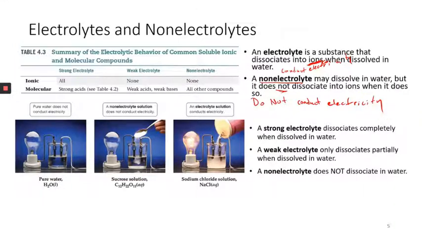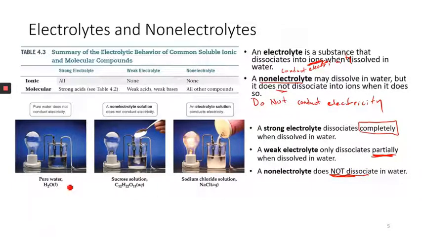So, how do we determine the difference between a strong electrolyte and a weak electrolyte? Strong electrolytes will dissociate completely. Every compound that you put in water will separate into ions. A weak electrolyte will only partially dissociate. Some of them will separate into ions, but not all. And in a non-electrolyte, none of them will dissociate. They do not dissociate in water.